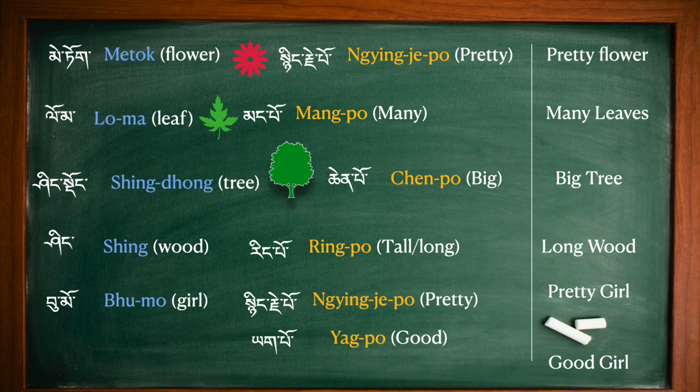So we have the vocabulary here like metok, that is flower. Nyingjibo, adjective, that means pretty. Loma means leaf in Tibetan. Many in Tibetan is mangpo. Many leaf is loma mangpo. Tree in Tibetan is shingdong. Big is chenpo. Big tree is shingdong chenpo. Girl in Tibetan is pomo. Pretty girl in Tibetan is pomo nyingjibo. And pu is a boy. Good boy is pu yakpo.